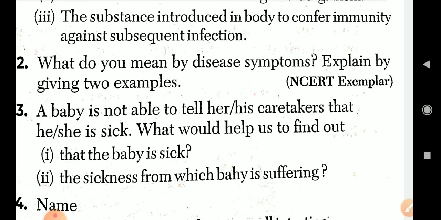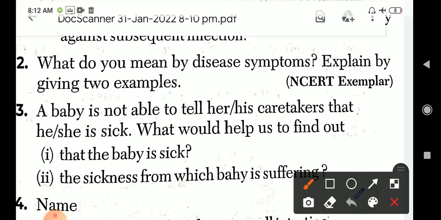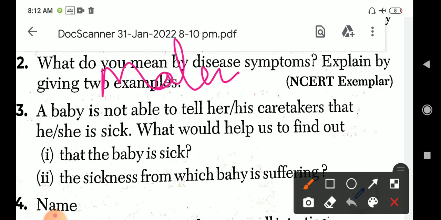For example, if we talk about the symptoms of malaria or typhoid, they are the same, like fever, weakness, headache, etc., but the signs of the disease are different. As in malaria, fever is a cyclic symptom.